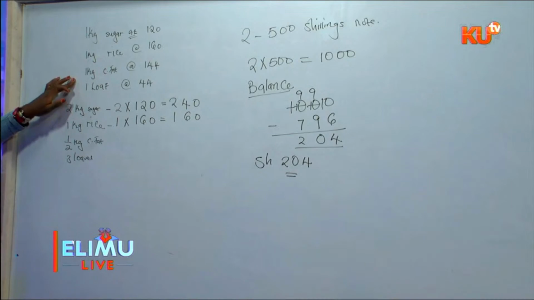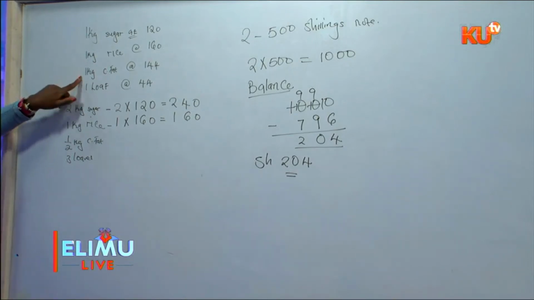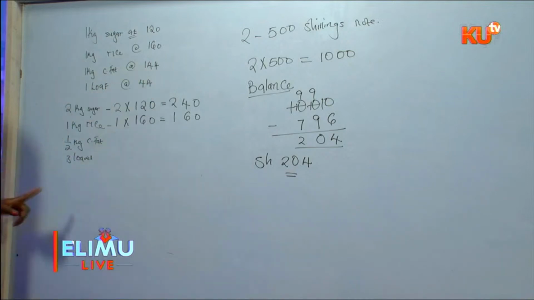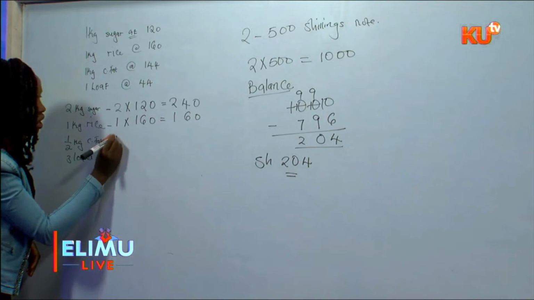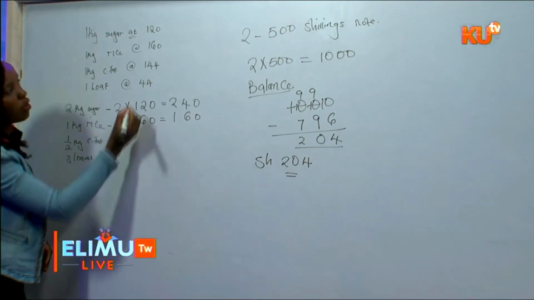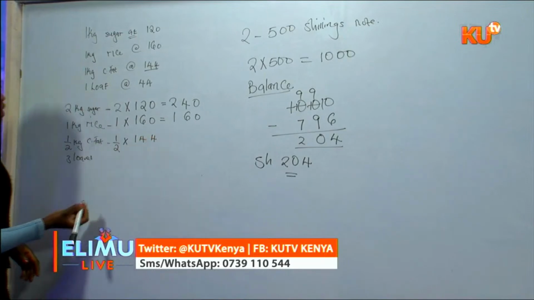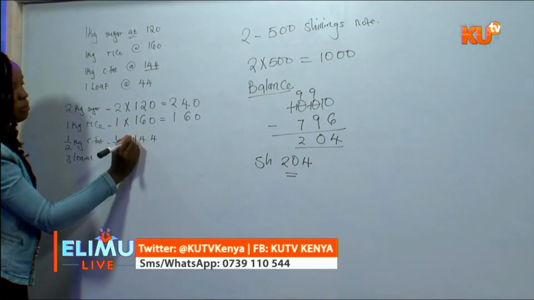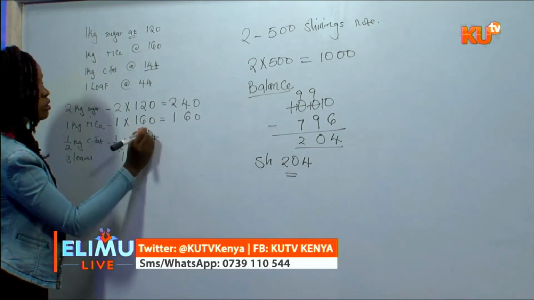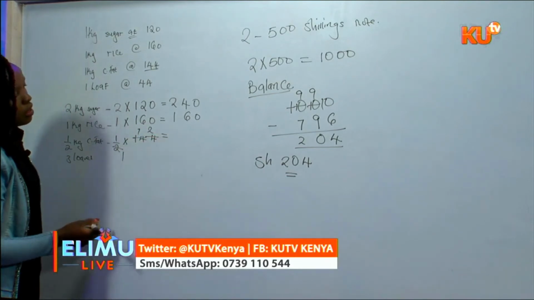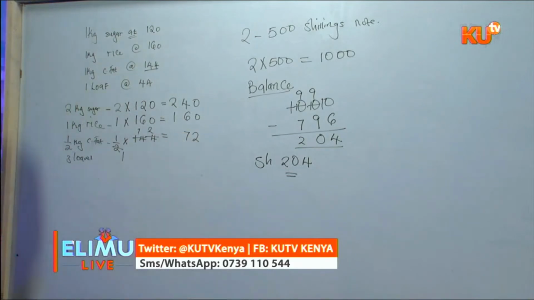Then a half kg cooking fat, and a kg costed 144. So it is a half of what was bought, a half times the cost of a kg, 144. By 2, 1, by 2, 14 because of 7, 4 because of 2, 72. That was the cost of a half kg of cooking fat.